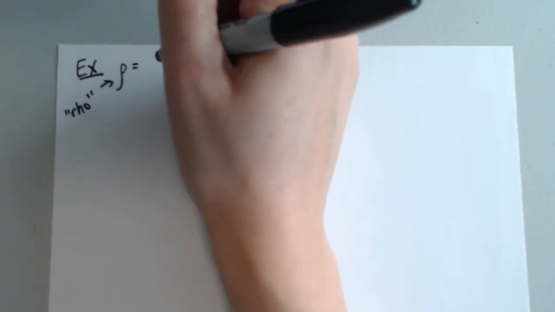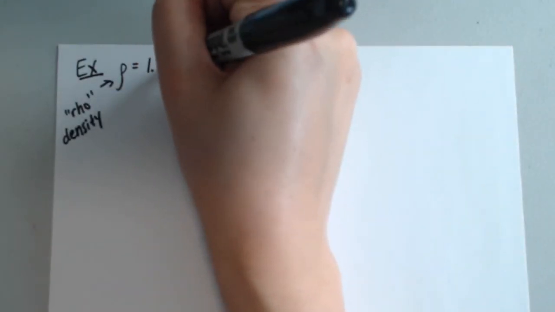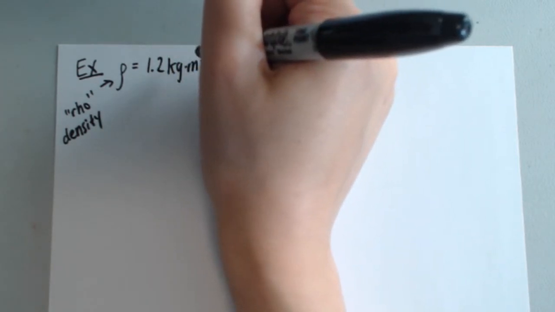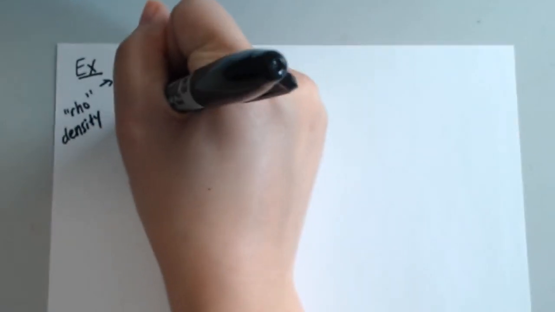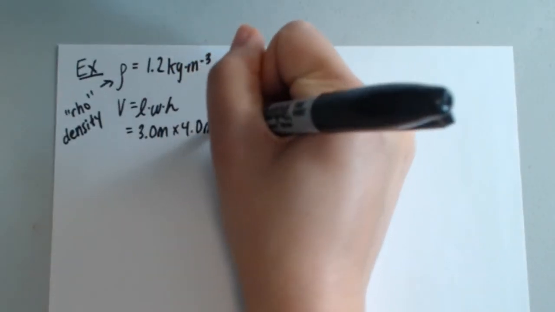So density. This funky looking P symbol is the Greek letter rho. So yes, you are going to learn a whole new alphabet this year in addition to learning physics. Rho is the symbol used for density. Okay, so rho is 1.2 kilograms per cubic meter. The room has a volume of length times width times height, and it's 3 meters by 4 meters by 5 meters.